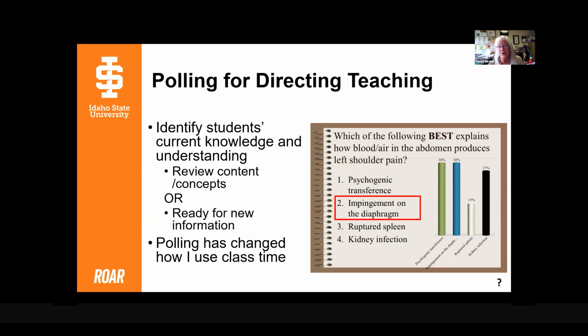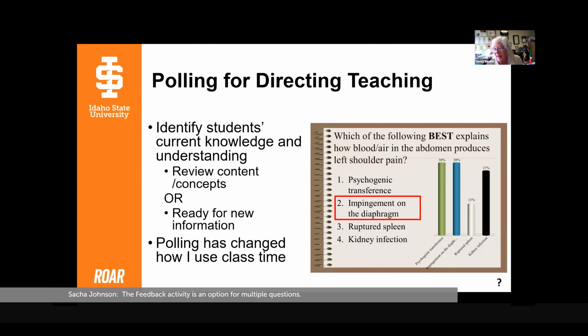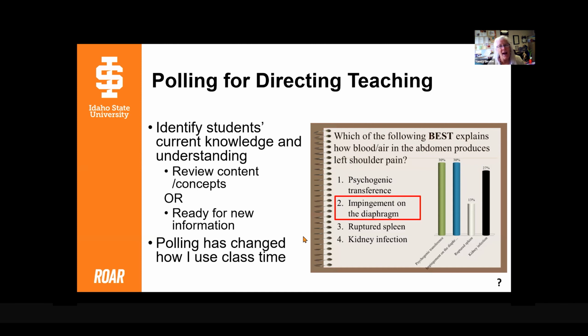But certainly when trying to get an active learning environment, when do you have a slide up and when don't you, and does that interfere with learning? And then Sasha is also saying the feedback activity is an option for multiple questions. Okay, so it looks like that might be a good option. Because again, how you're doing the polling isn't as important as, if you're interested in accessing this information, finding a way to implement it.